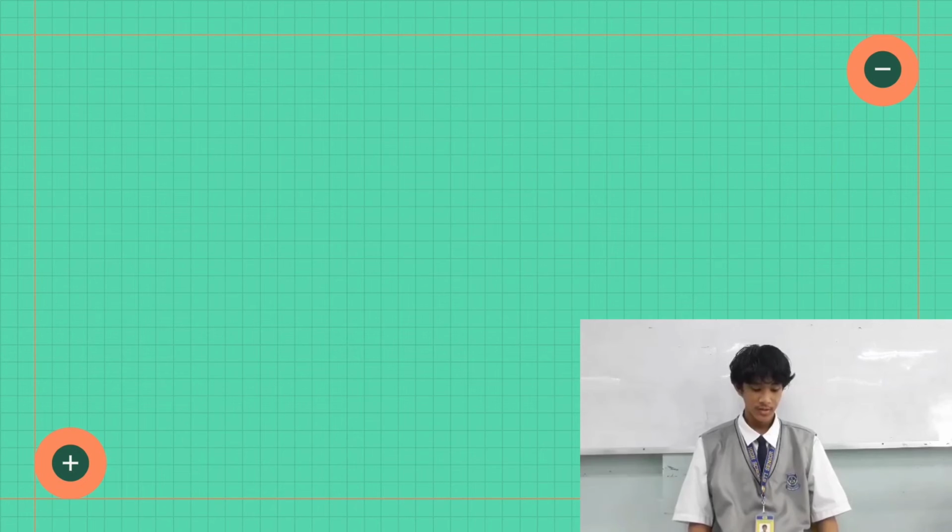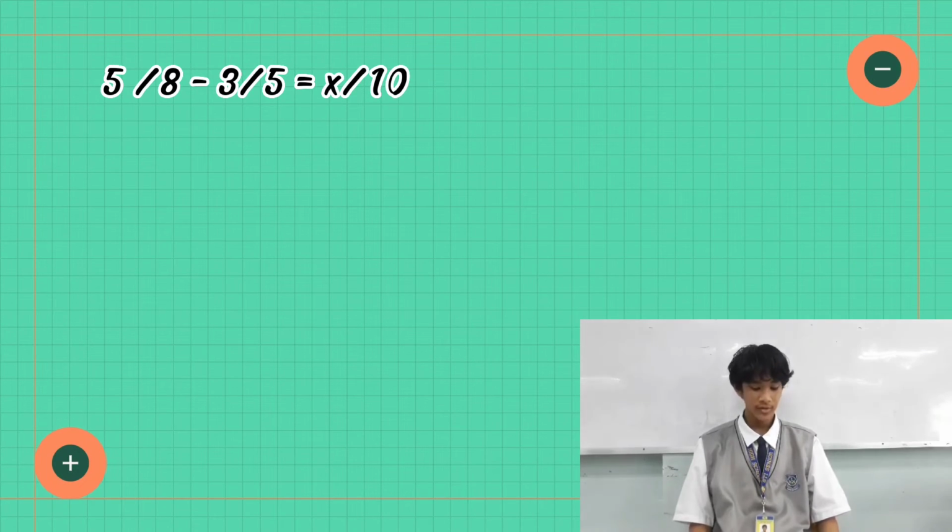So now let's move on to rational equations. We have this given 5 over 8 minus 3 over 5 is equal to x over 10. To find our x, the first thing we should do is to find the LCM, or the least common multiple.